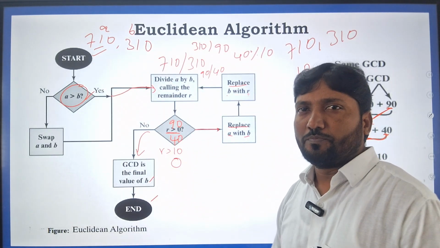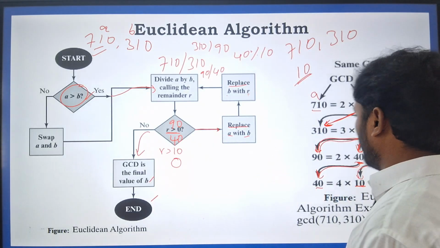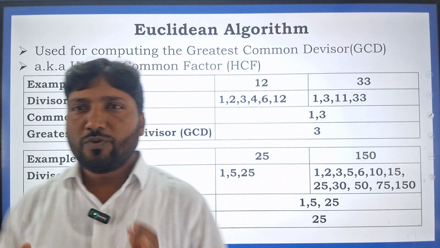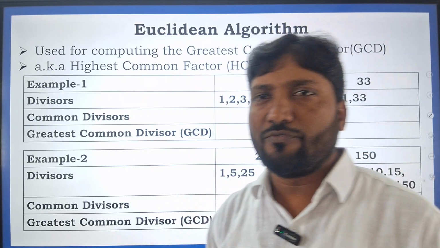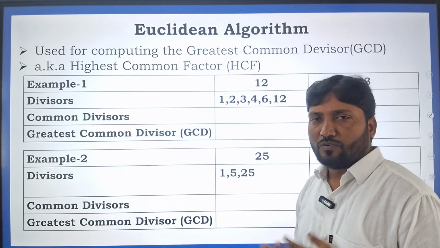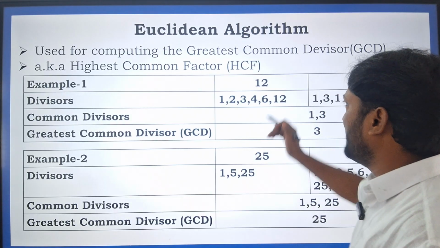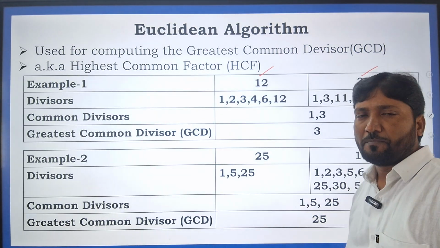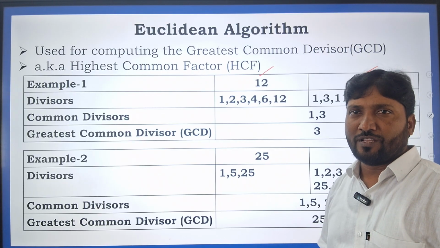And there is one more simple way to calculate the GCD of two numbers. Okay, let us see here. We are going to calculate the GCD of two numbers. This is one more another way. Let us take two positive integers: one is 12, the second one is 33. This is another way; it is not the Euclidean algorithm.